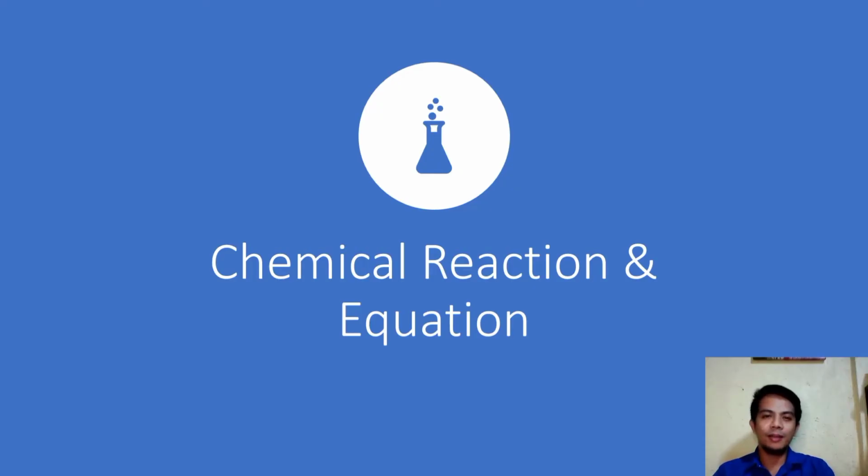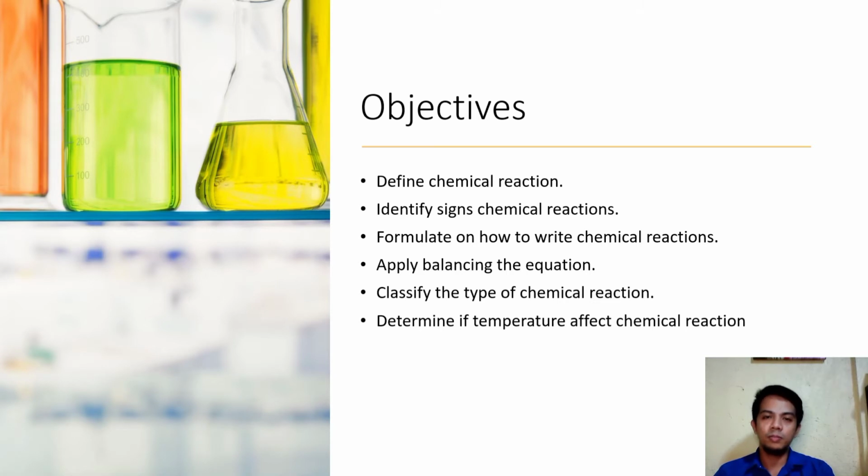Good day, class. Welcome back to Chemistry with Organic Chemistry course. For today's lesson, I'm going to discuss Chapter 6, which is Chemical Reaction and Equation. After this video, the viewers are expected to define chemical reaction, identify the signs of chemical reaction, formulate how to write chemical reactions, apply balancing, classify the type of chemical reaction, and determine if temperature affects chemical reaction.